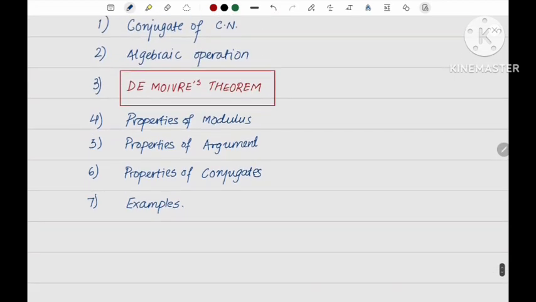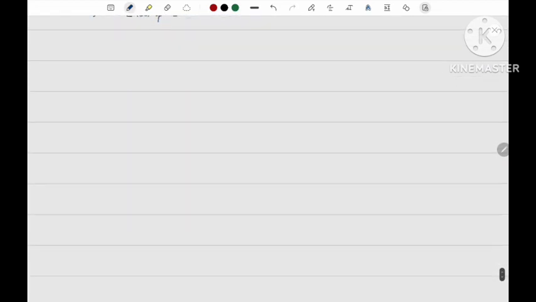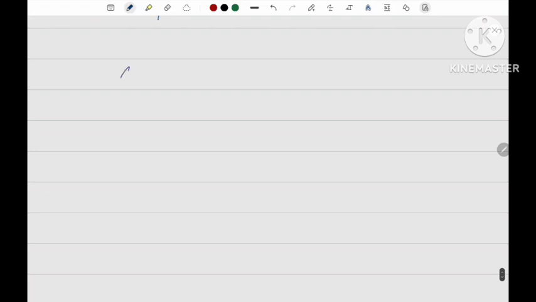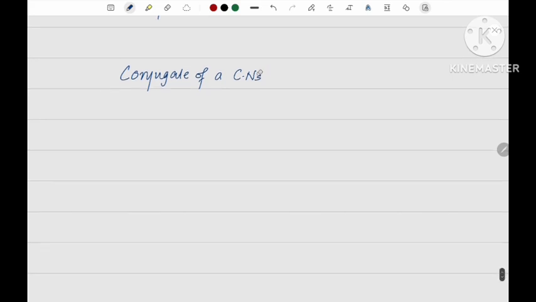So let us start with what is the conjugate of a complex number. Conjugate of a complex number. So basically, conjugate of a complex number is nothing but its mirror image. Its mirror image with respect to real axis. I will show you what I mean by that.